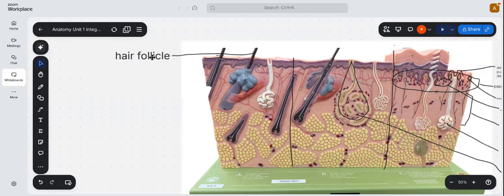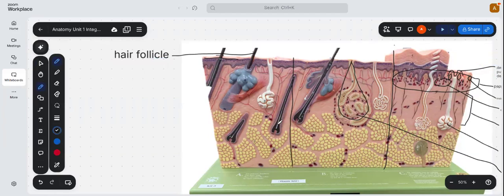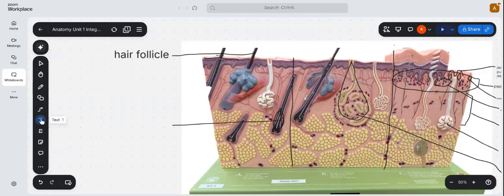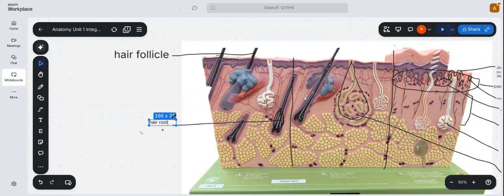Now, going down, you're going to have your hair root. Hair root is kind of like this bud area over here, because that is the beginning of the hair.